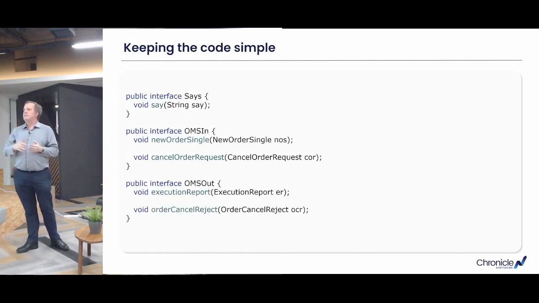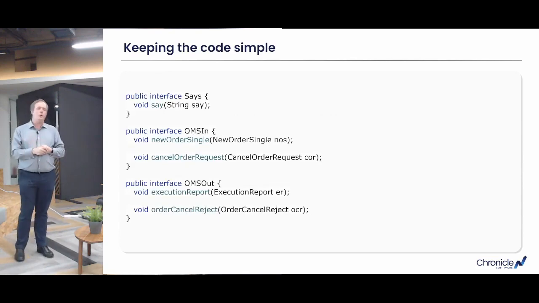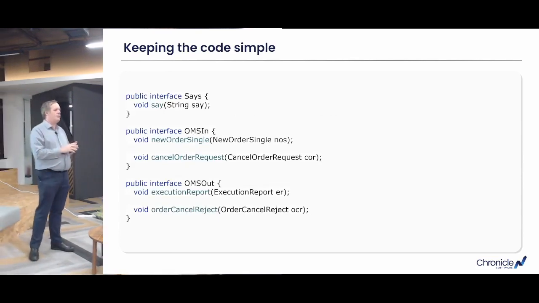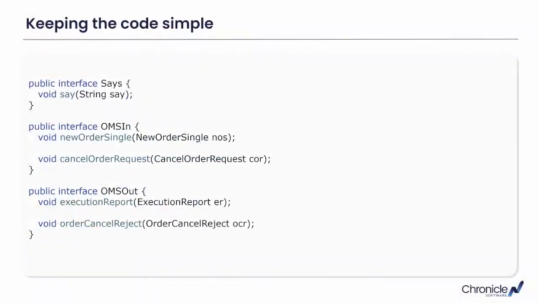So these are some sample interfaces. The top one is a really simple one that I use in some of my examples. You've got one event. That one event is modeled as a single method call, which takes one argument, which is a piece of text. In a slightly more realistic example, we've got an input to an OMS, an order management system. You can send in new order singles. You can ask to cancel a request. And in each case, it takes a DTO. And that DTO has all the information associated with it.